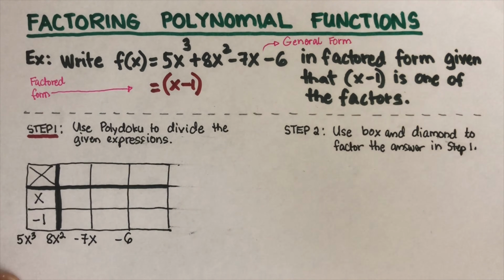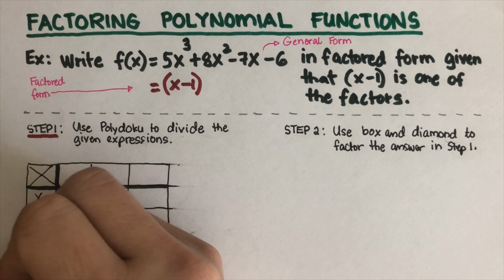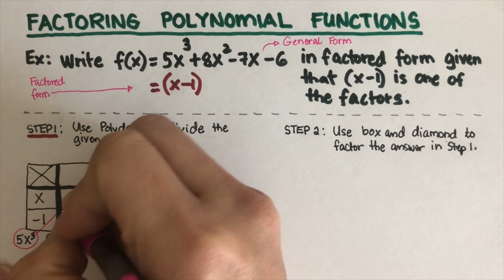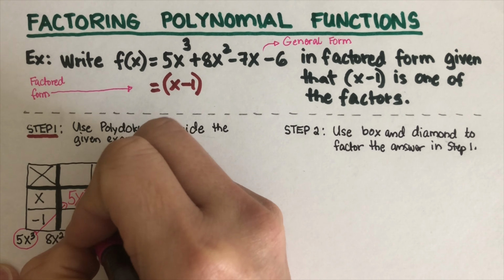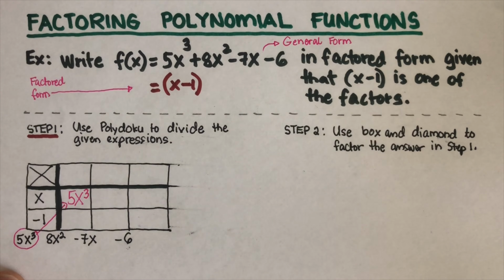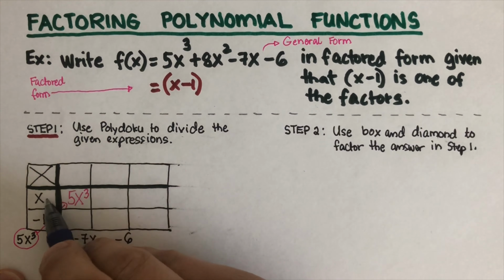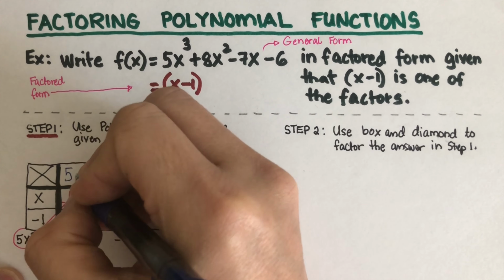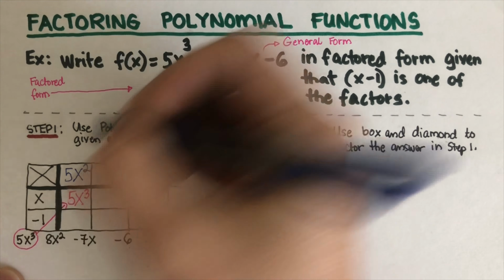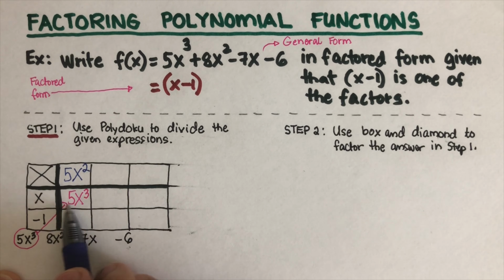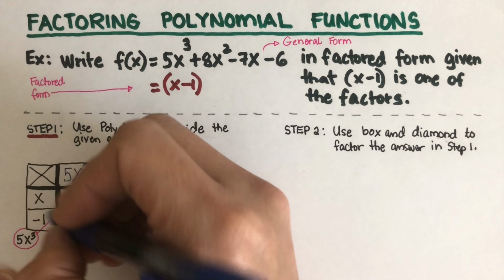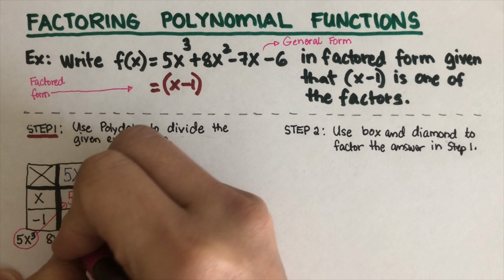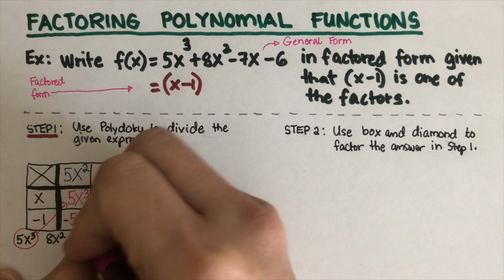Again, the first step in dividing is to write this one up here. So this is 5x cubed. And then we are going to find a number that we put in here so that when we multiply these two, it's 5x cubed. So it's going to be 5x squared. So we have 5x squared times x is 5x cubed. Then multiply these two together. So that is a negative. I'm going to use red for this. So this is a negative 5x squared.